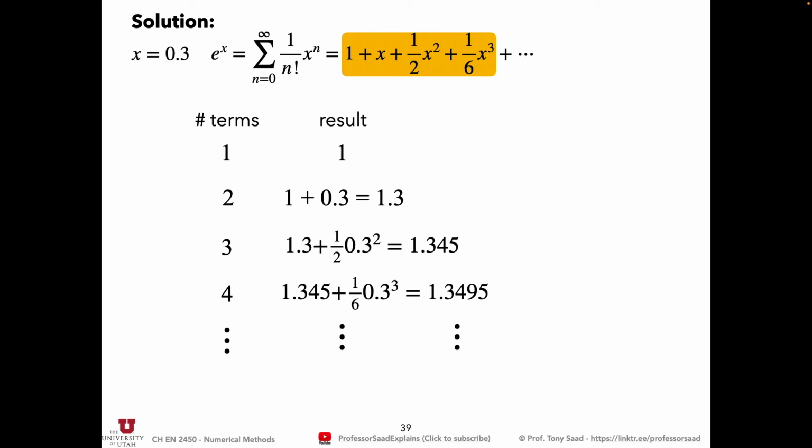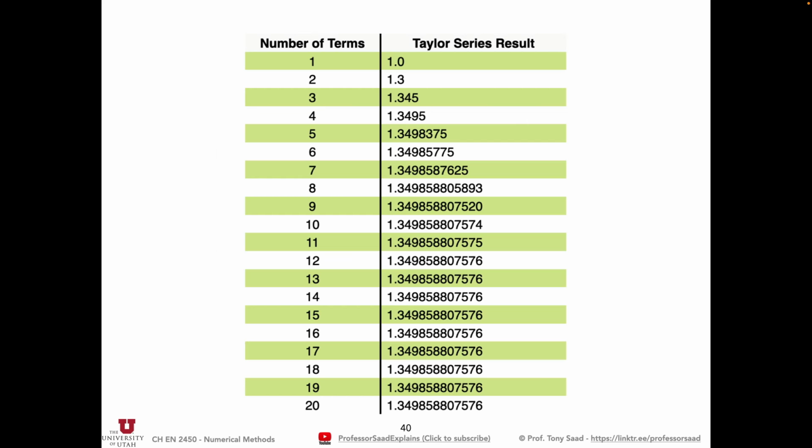Now I went ahead and wrote the code for whatever number of terms up to 20 terms, and this is what I got. With 4 terms, that's where we left off with the previous slide, we got 1.3495, then 5 terms, 1.3498, 49858, 588, 588, and so on, and then something happens.